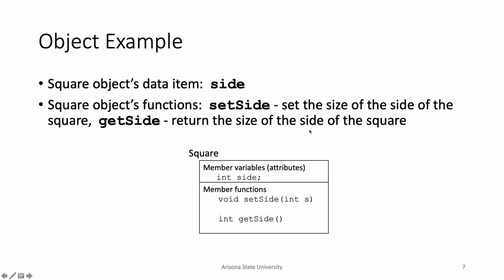So an example of an object would be, for example, a square. The only thing that we need to know about the square is the side, right? So the member variable here, or the data inside this object, is the side. We keep that hidden from the user, and we expose these two functions to the user. We say, yeah, you can set the side of this square, or you can get the side of the square.